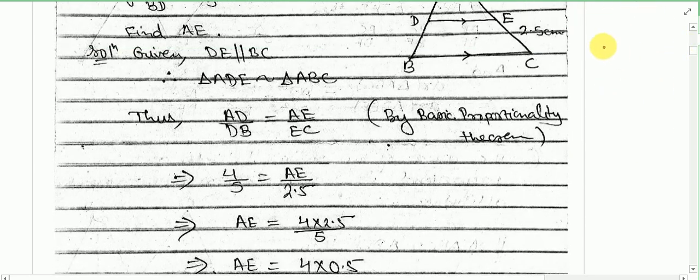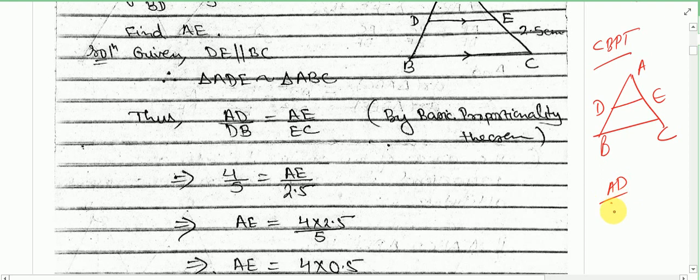And then there was the converse of BPT. It says that if you have a triangle ABC such that AD upon DB is equal to AE upon EC, then DE has to be parallel to BC. Yes. So we had discussed these things, and then we had seen the results on areas of similar triangles.